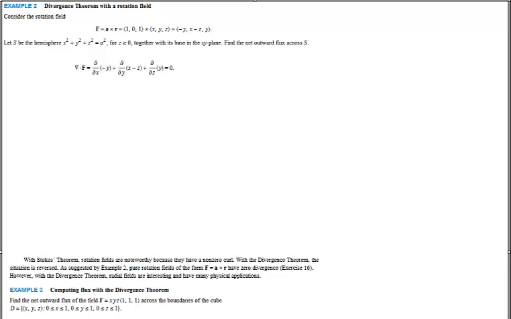In our example 2, we went to find the divergence here, and we found that the gradient dot product with our vector field here, we get 0 for this one. So in this particular case, we should note that the flux across the hemisphere is 0. So we have an interesting note here that pure rotation fields of the form where your field vector is A cross R, they'll have 0 divergence.